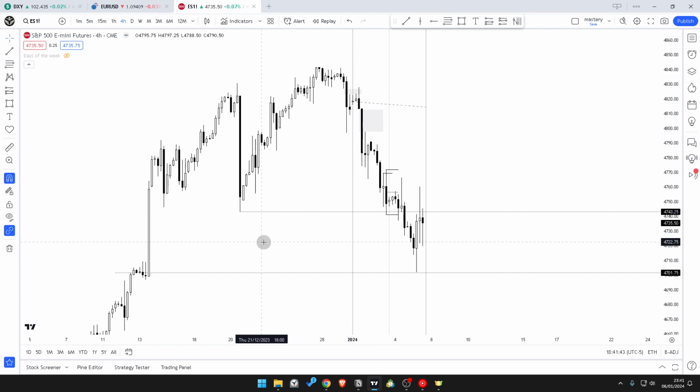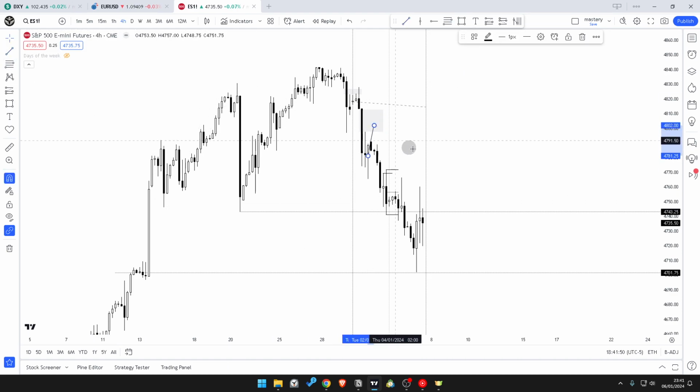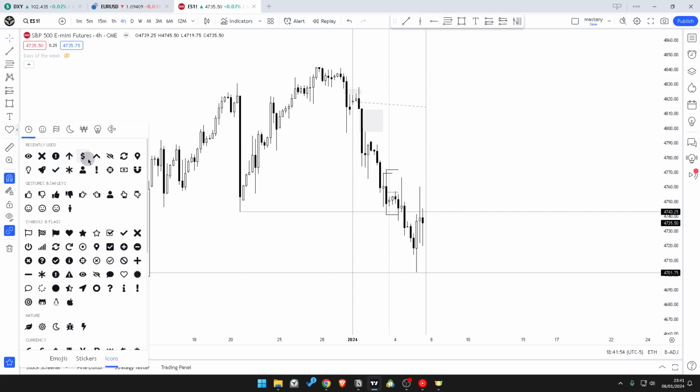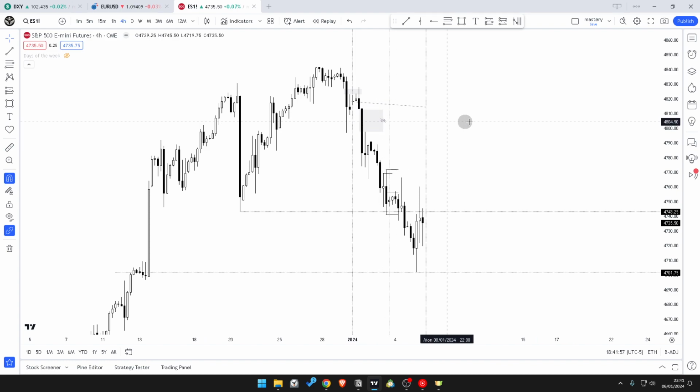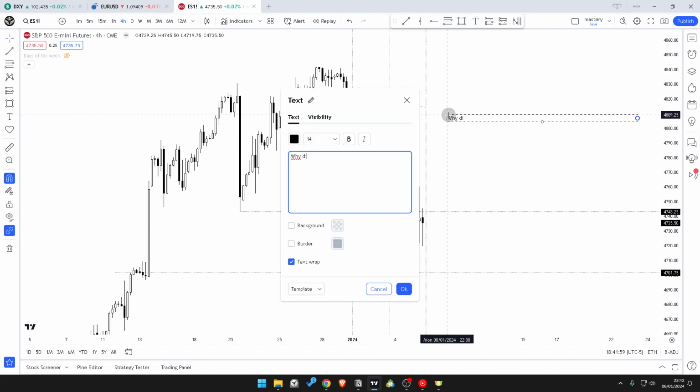Why didn't price reach draw to this fair value gap? So why didn't price trade higher into this fair value gap? Let's ask why. And I'm going to write it because this is important. Why didn't price reach slash draw into this 4 hour CB before continuing for the continuation lower?